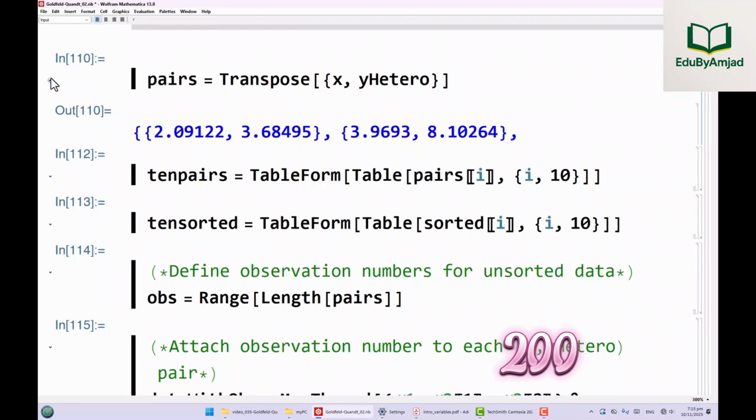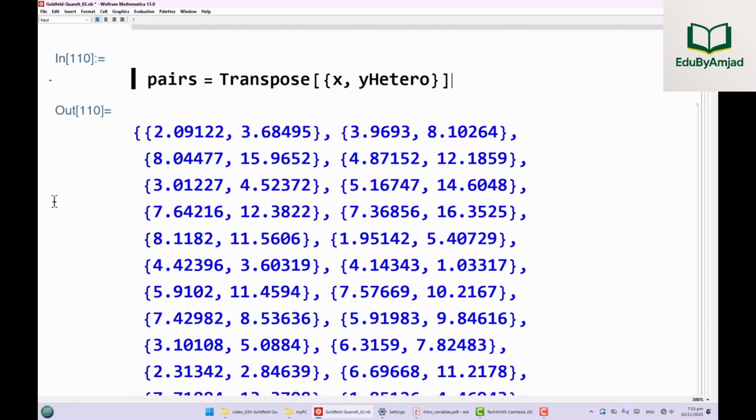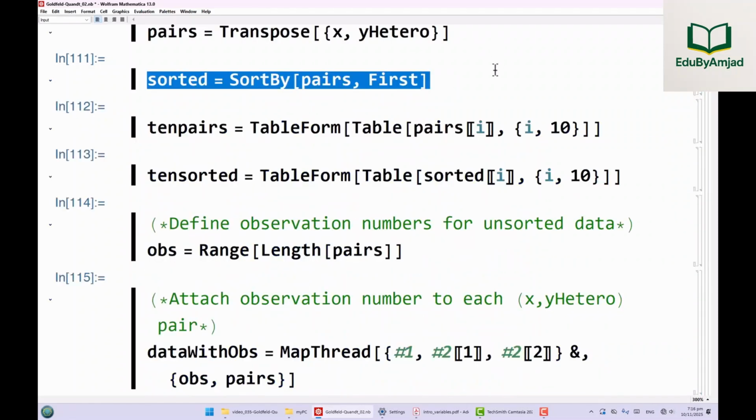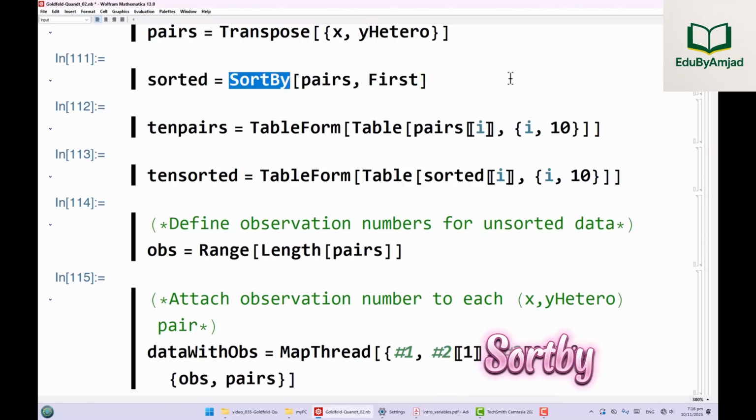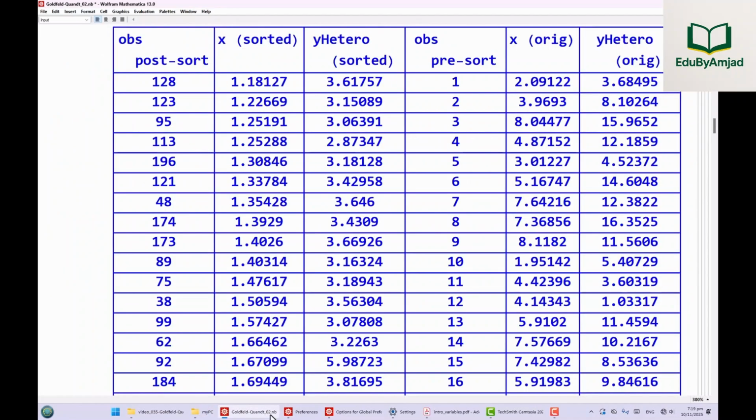Here is the list of 200 pairs of x and y-hetero. The first step is to sort these pairs in increasing order of x. In Mathematica we use the function SortBy for this. Let's check how the data is rearranged. After sorting, the first data point is the one which was the 128th pair in the original data set, because its x value is the minimum.